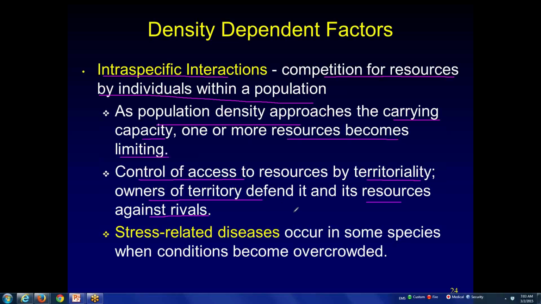We see this also with elk. If some of you went to the Ecology Valley field trip we do every year, you saw these incredibly intense territorial battles. Stress-related diseases occur in some species when conditions become overcrowded, like blue or black tongue disease wiped out a large deer population here in North Carolina just a few years ago, and still continues to be an issue. It's a density-dependent factor, and it's typically among members of the same species. So we even see studies where mice even deal with stress-related diseases when they become densely populated.